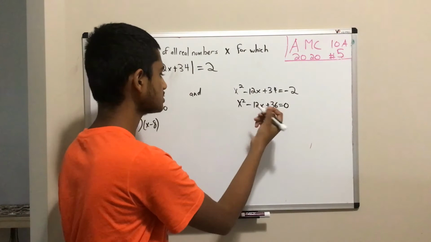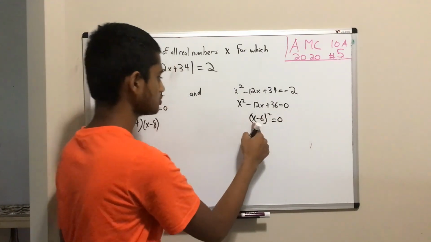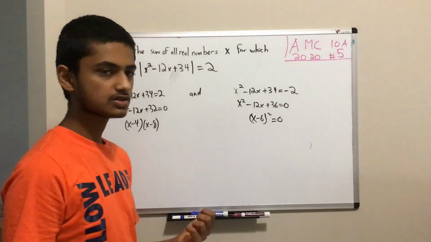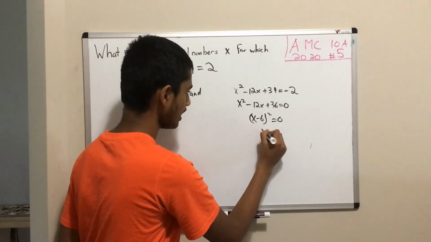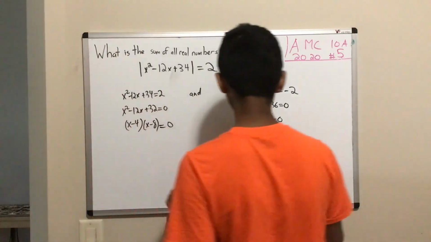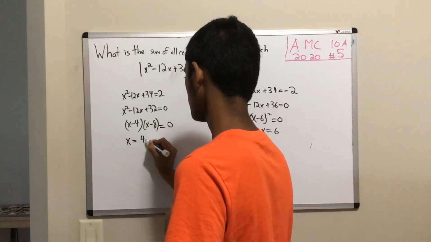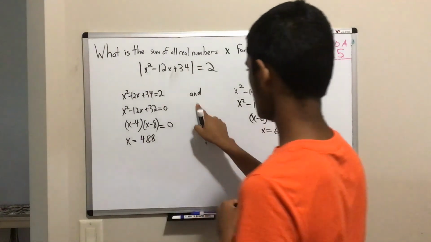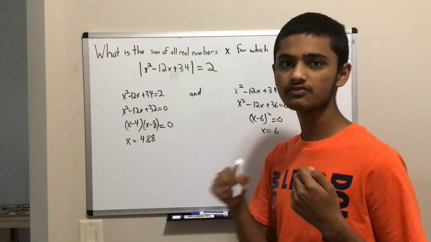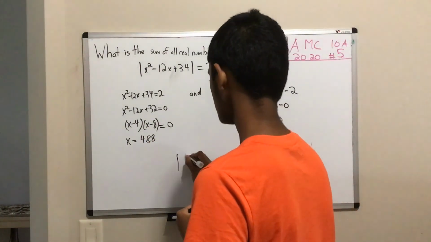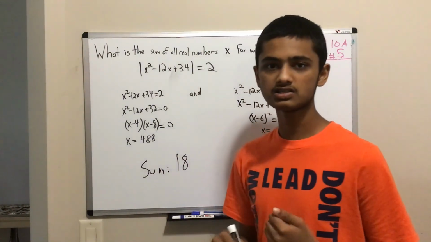And this is simply the definition of what x minus 6 squared is. So you can rewrite this as x minus 6 squared is equal to 0. When I solve for that, that would give me x is equal to 6. And when I solve for this equation over here, I would get x is equal to 4 and 8. And since there's an and over here, this means our solutions are 4, 8, and 6. And when we add 4, 8, and 6 together, the sum is simply going to be 18, which is our final answer for this problem.